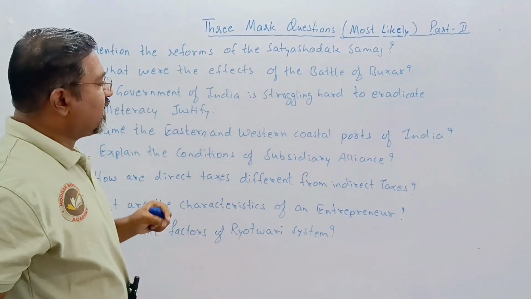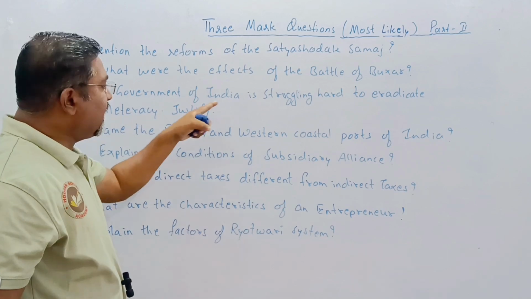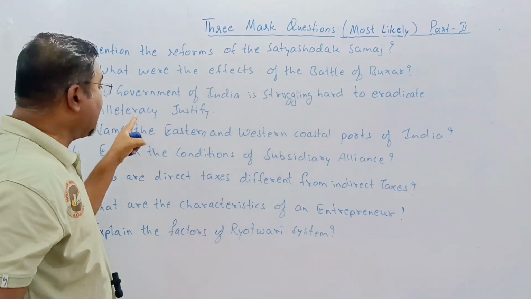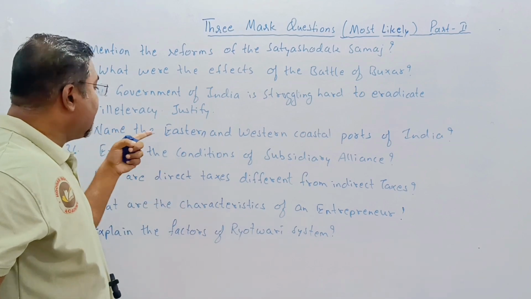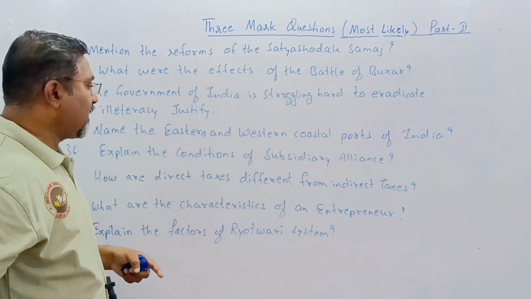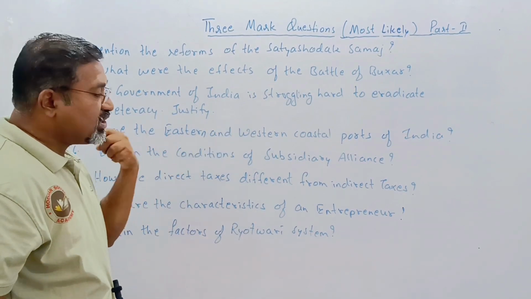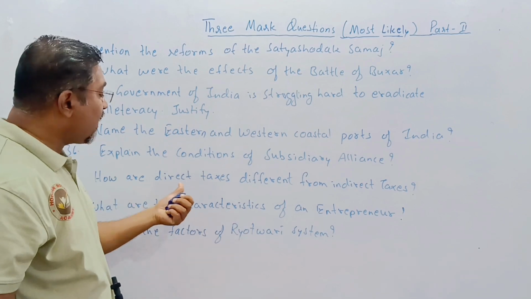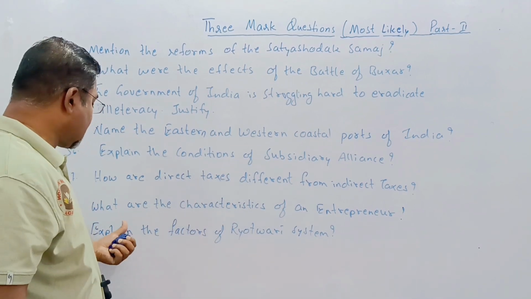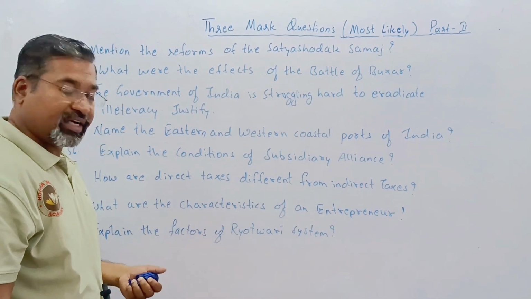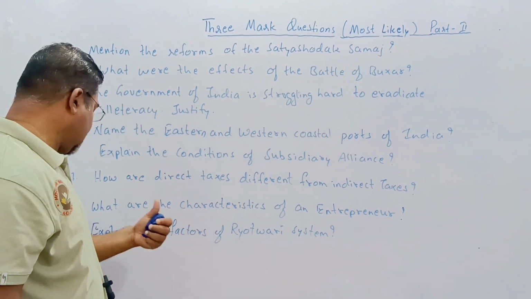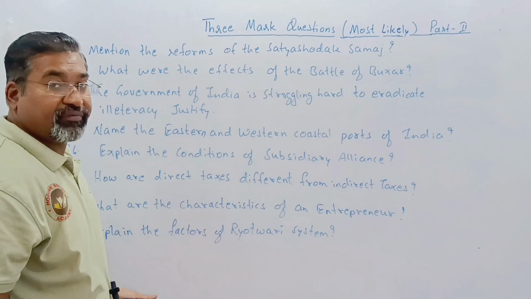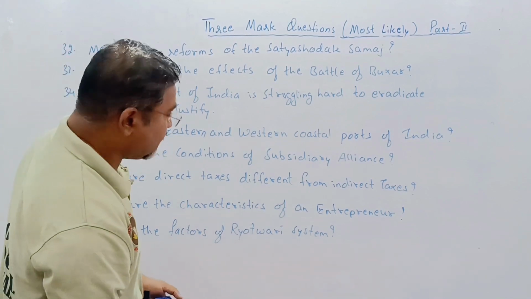So mention the reforms of Satyashodak Samaj. What were the effects of Battle of Buxar? The government of India is struggling hard to eradicate illiteracy, justify how, what provisions are being made. Name the eastern and western coastal ports of India. Explain the conditions of subsidiary alliance. How are direct taxes different from indirect taxes? What are the characteristics of an entrepreneur? And explain the factors of Rayatwari system.